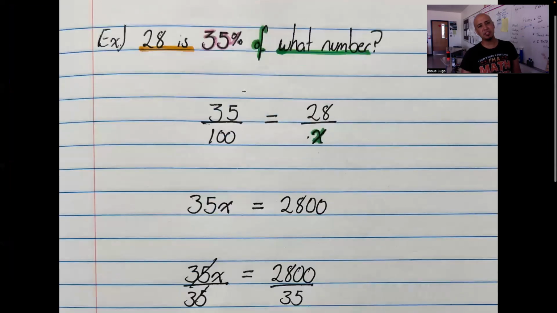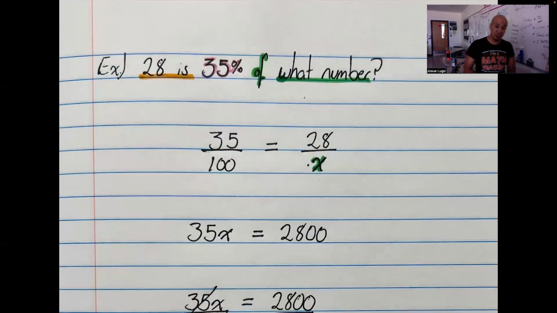So in this example, it says 28 is 35% of what number? Well, ladies and gentlemen, notice that it already tells us 28 is 35%. 28 is, okay, that's the part. It didn't say 28 is the total or 28 is the whole or even 28 is 100%. No, it literally says 28 is 35%.